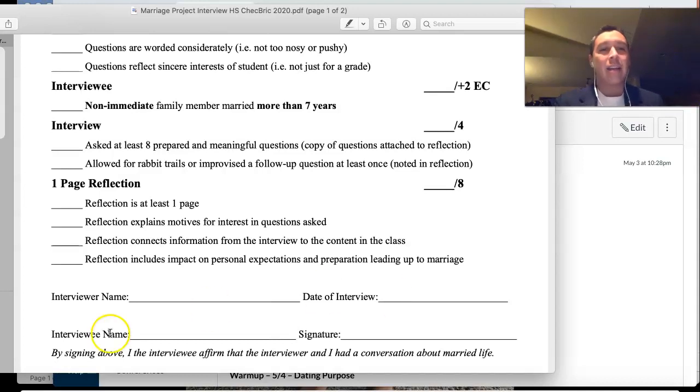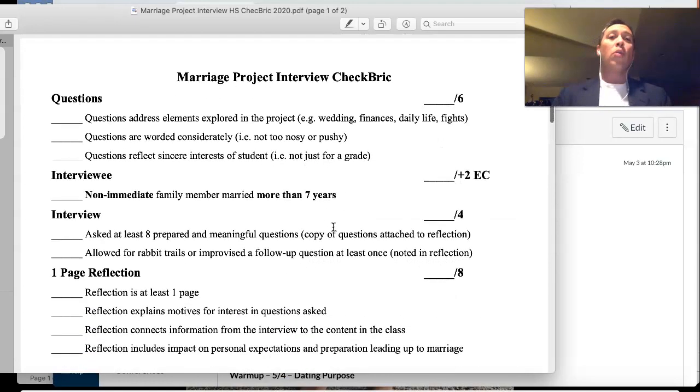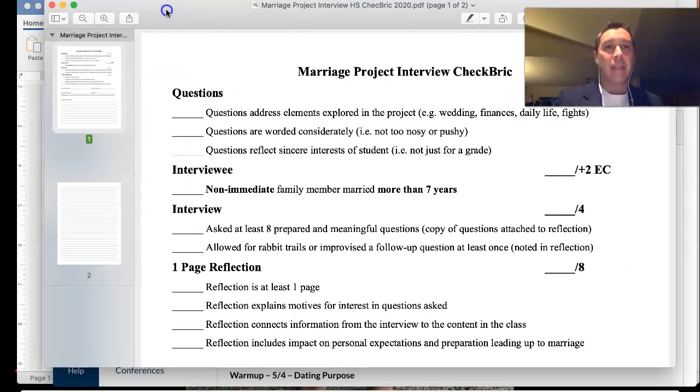And then if it is a Zoom interview with someone, clearly you can put the interviewee's name as long as they give you permission. And so that's the final portion. This is going to be due Wednesday, not this Wednesday, the last Wednesday we have together, which is, I believe, May 13th. So that's that.